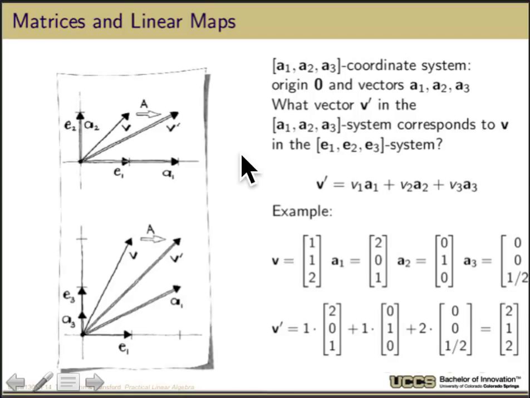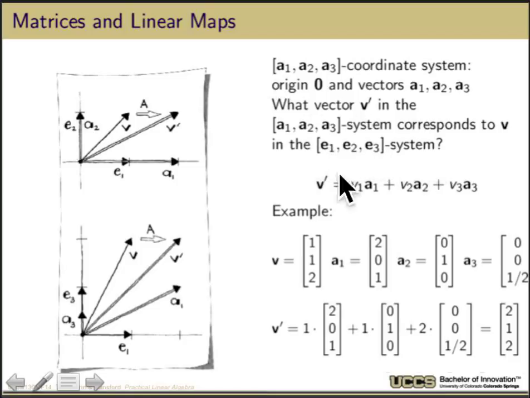So the idea of a 3D map is going to be mapping from a 3D space into a 3D space. So if I have a coordinate system A1, A2, A3 with an origin at 0 and vectors A1, A2, A3, we can ask the fundamental question: what vector V' in the A1, A2, A3 system corresponds to the vector V in the E1, E2, E3 system? That is, we can map between the A1, A2, A3 and the E1, E2, E3 systems and go back and forth.